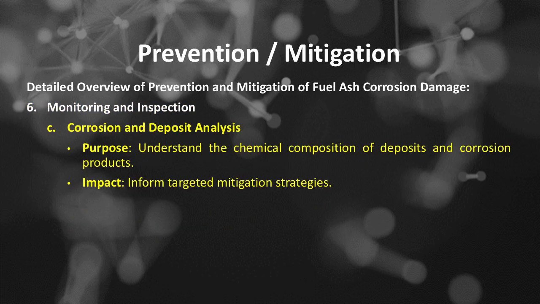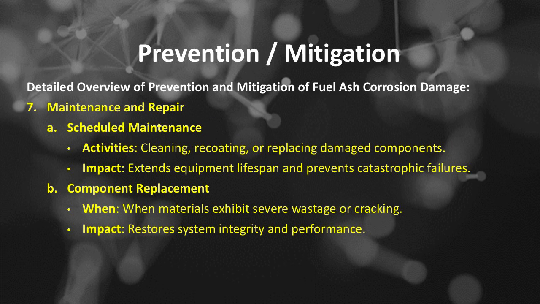Number C, corrosion and deposit analysis. Purpose: understand the chemical composition of deposits and corrosion products. Impact: inform targeted mitigation strategies. Number 7 of prevention and mitigation of fuel ash corrosion damage is maintenance and repair.